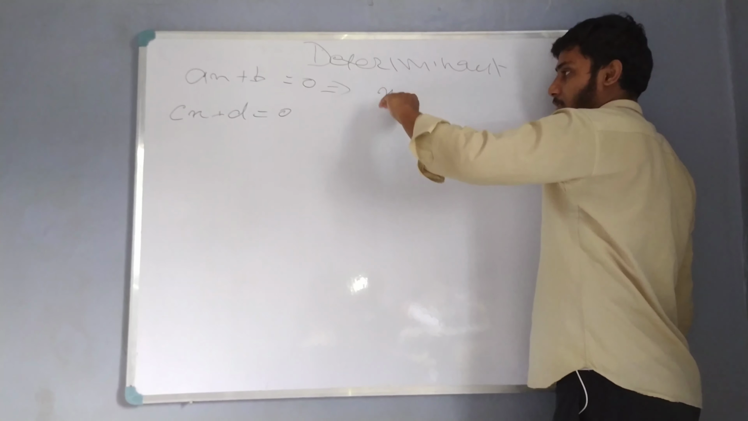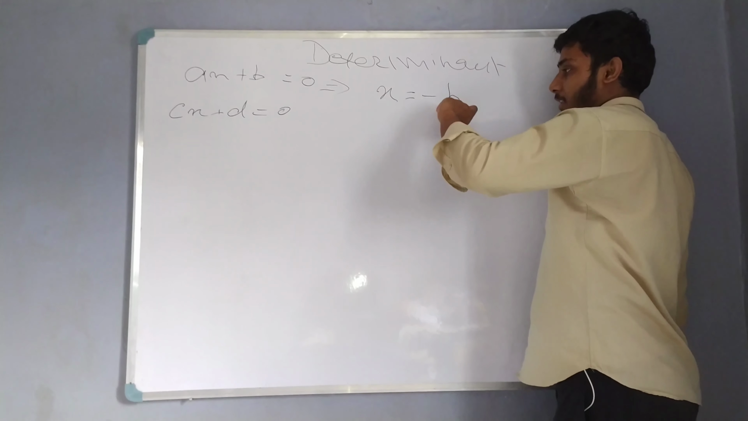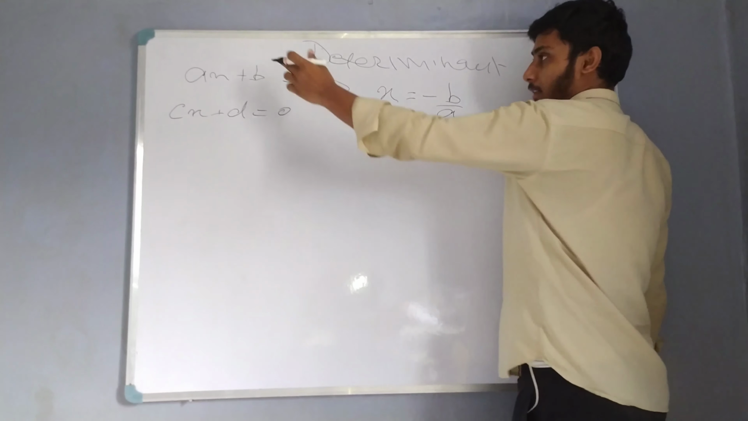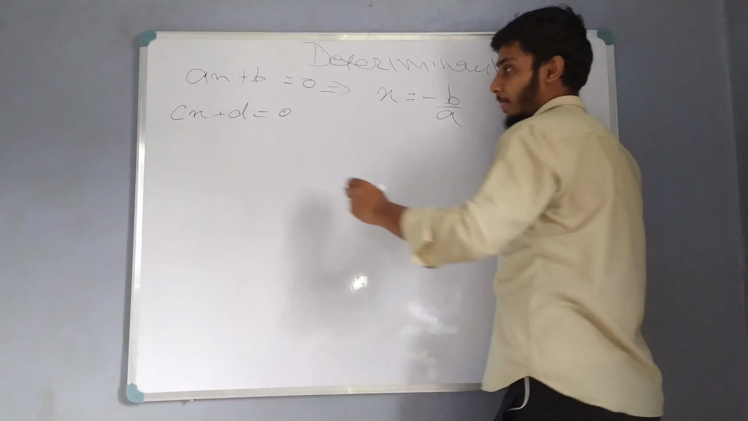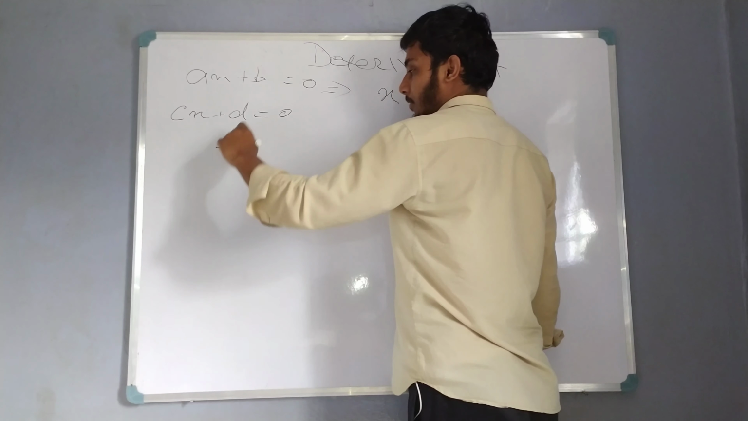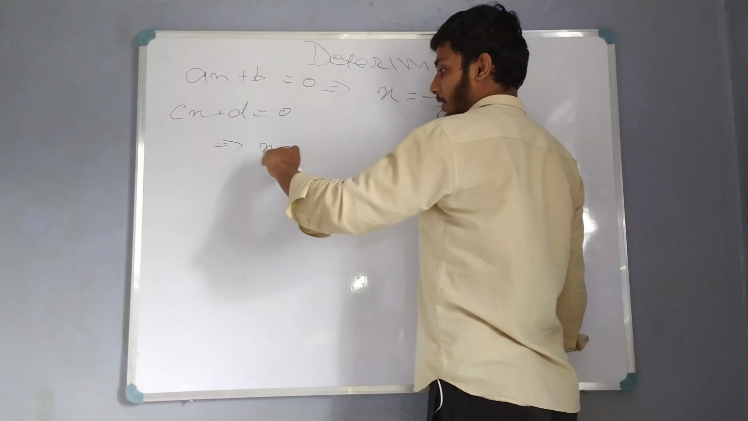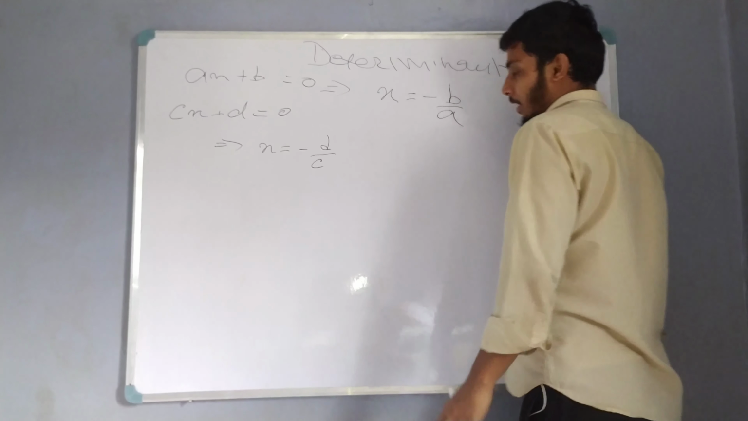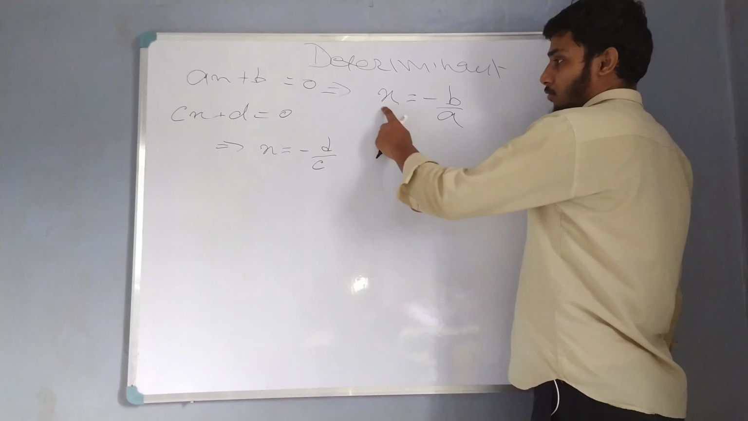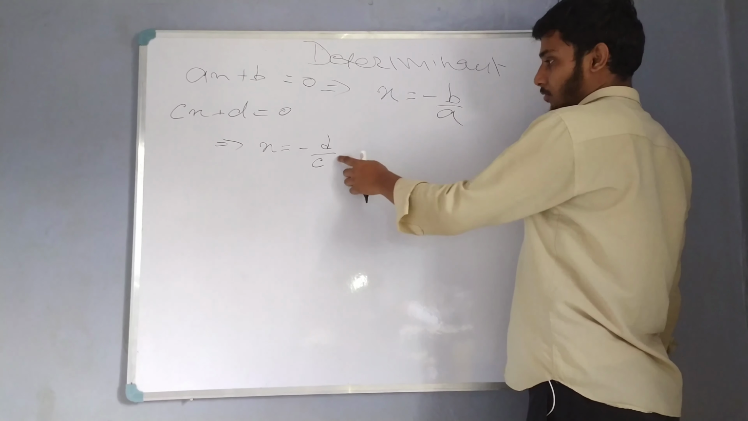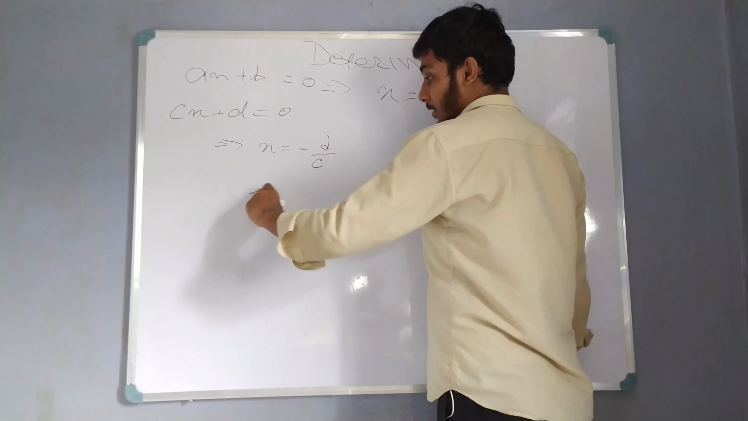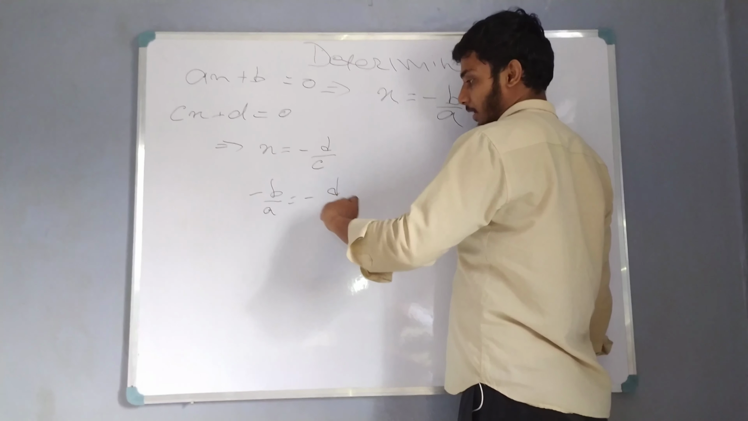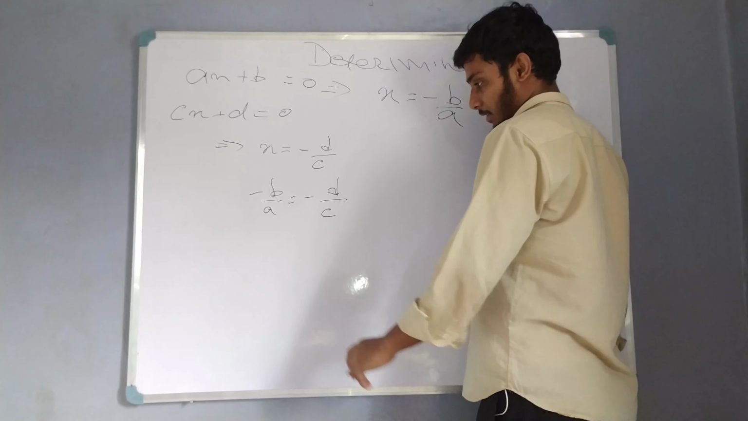you will find x from here, which will be minus b by a. And from this equation, if you find x, it will be minus d by c. And since these two are equal to x, so these two must be equal. That is, minus b by a should be equal to minus d by c.